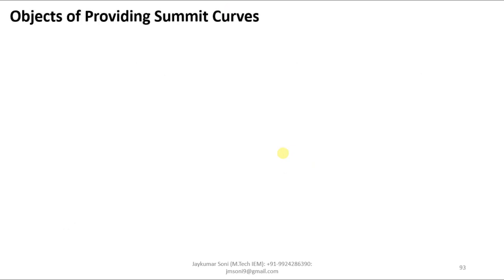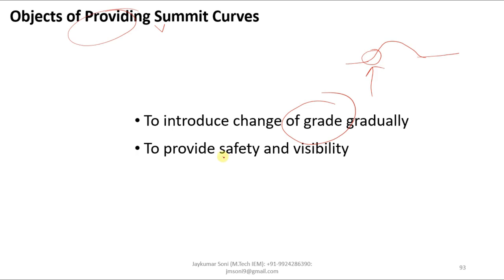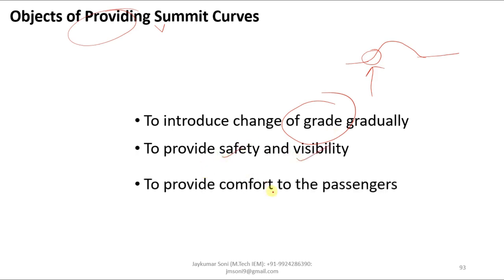As I have told you earlier, vertical curves are of two types, summit curves and valley curves. So what are the objects of providing a summit curve or a valley curve? The first object is to introduce the change in grade gradually, like this. This is the change of grade and it is provided gradually. Why is it provided? To provide safety and visibility and to provide comfort to the passengers. So these were the objectives of providing summit or valley curves.